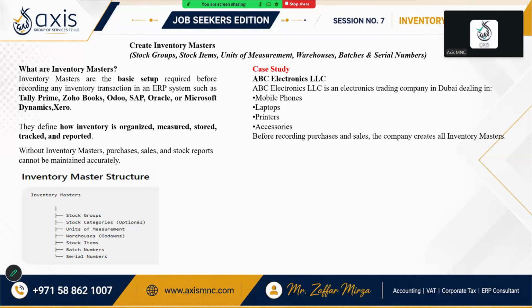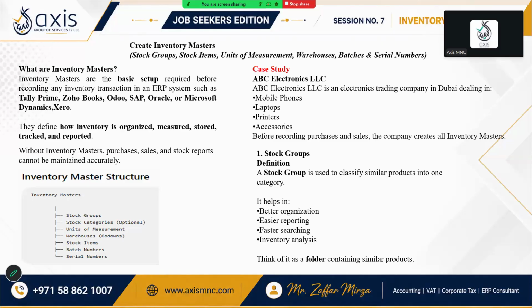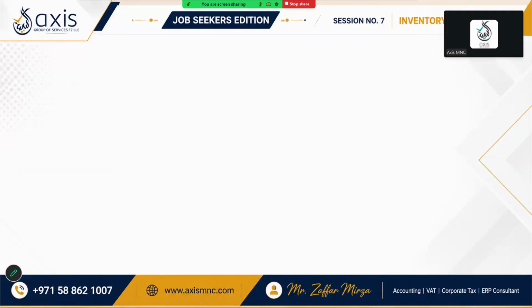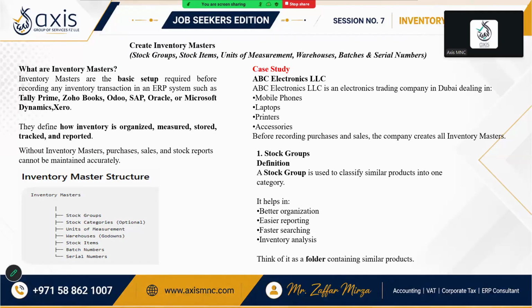Next, case study: ABC Electronic LLC, an electronic trading company in Dubai, dealing in mobile phones, laptops, printers, and accessories. Before recording the purchase and sale, the company creates all inventory masters. So one information we need to create the inventory. This is very important. Step number one: stock group.